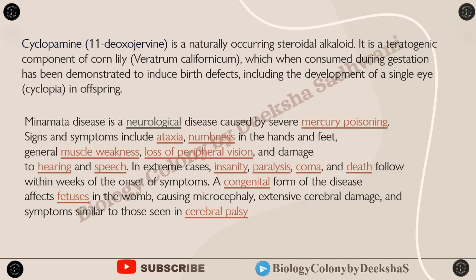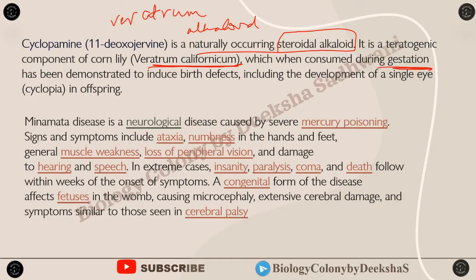So cyclopamine is a naturally occurring steroidal alkaloid, or it is a veratrum alkaloid. It is a component of corn lily. It is a teratogenic component of corn lily, a plant called Veratrum californicum, which when consumed during gestation has been demonstrated to induce birth defects, including the development of a single eye, that is cyclopia. Minamata disease is a neurological disease caused by mercury poisoning. In this case, it is caused by methyl mercury consumption.